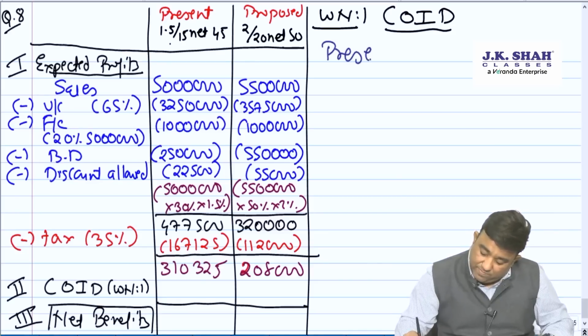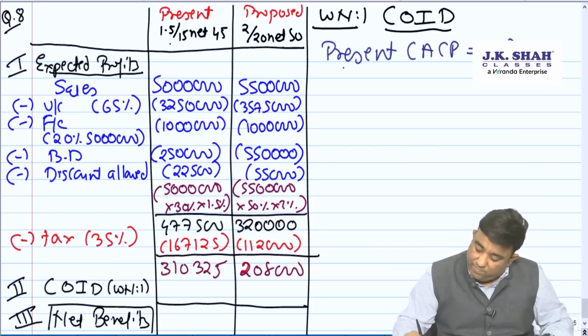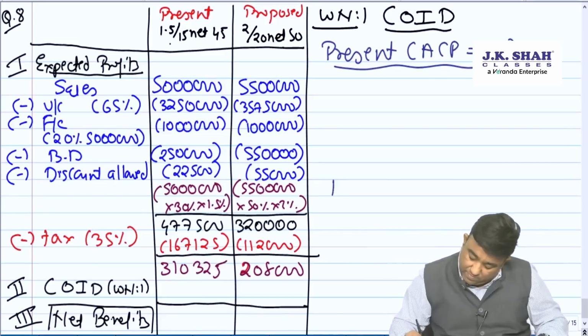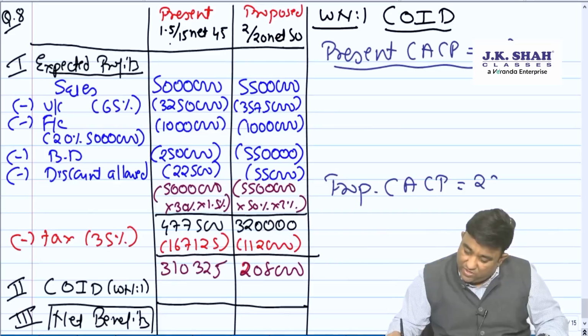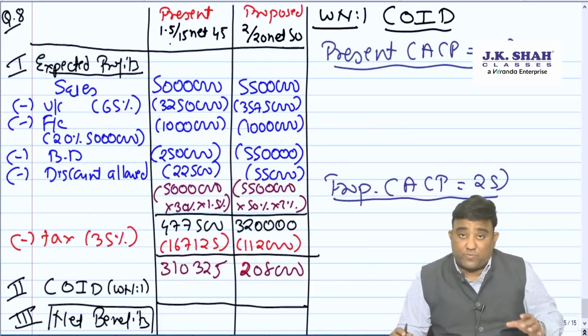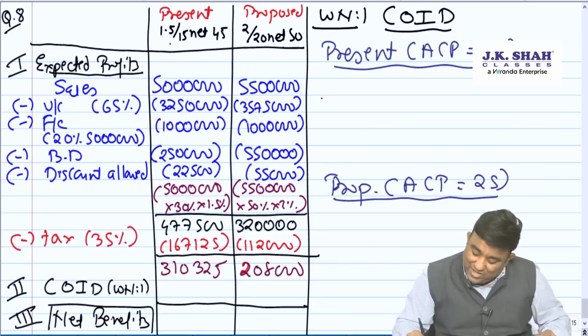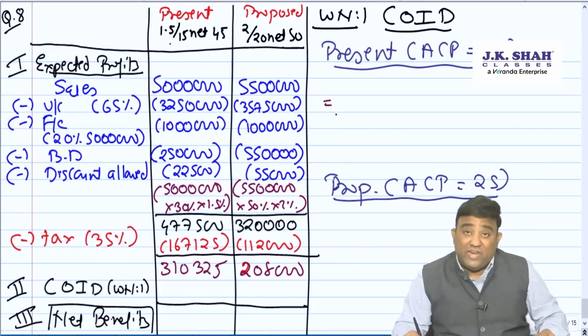At present, student, what is the ACP given? 30 days. And for proposed, it is 25 days. ACP is not Pradyuman. ACP is average collection period, on a lighter note. I can have that ready. It is on variable and fixed both.